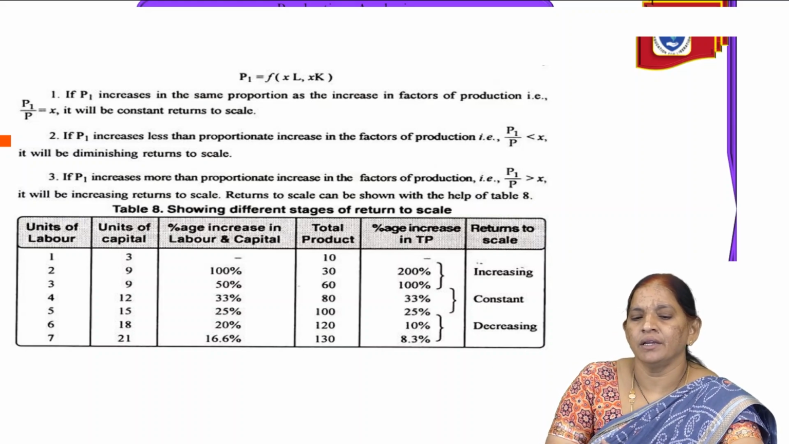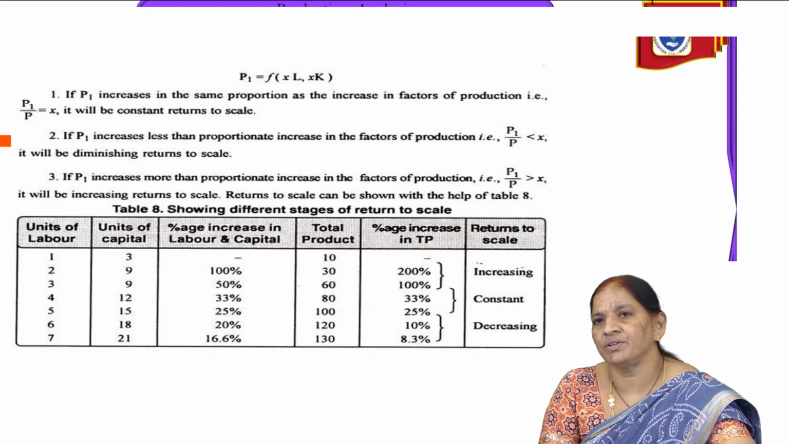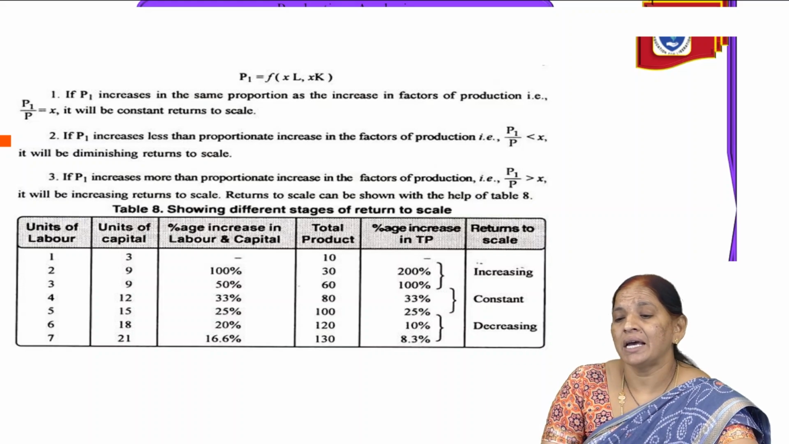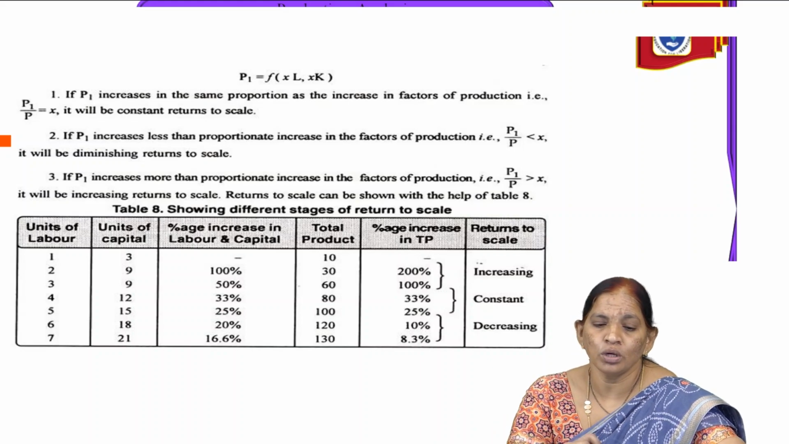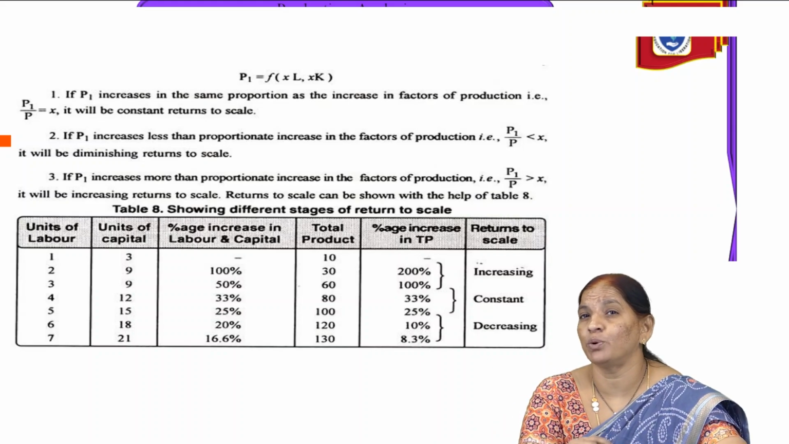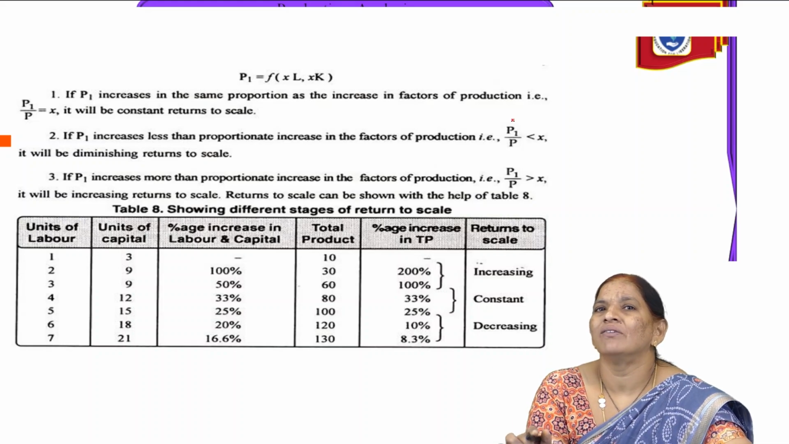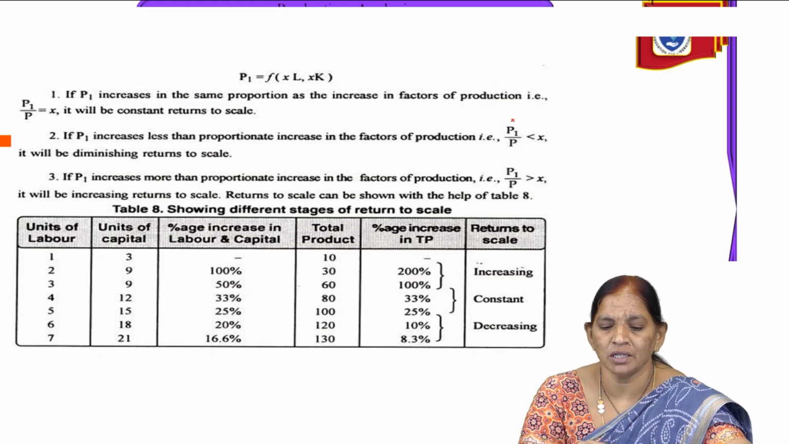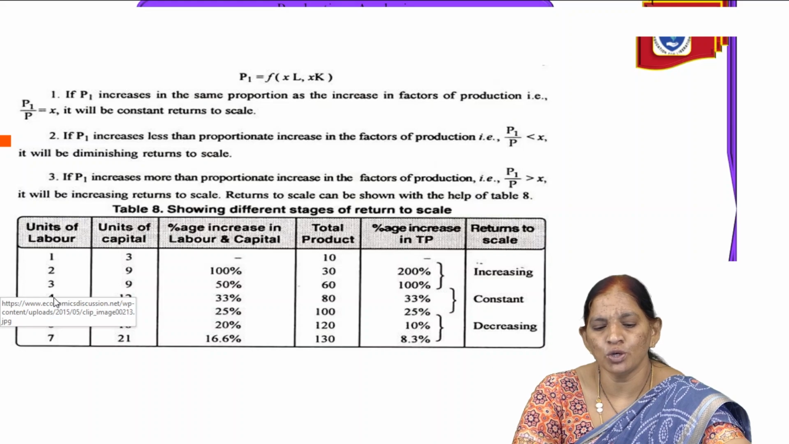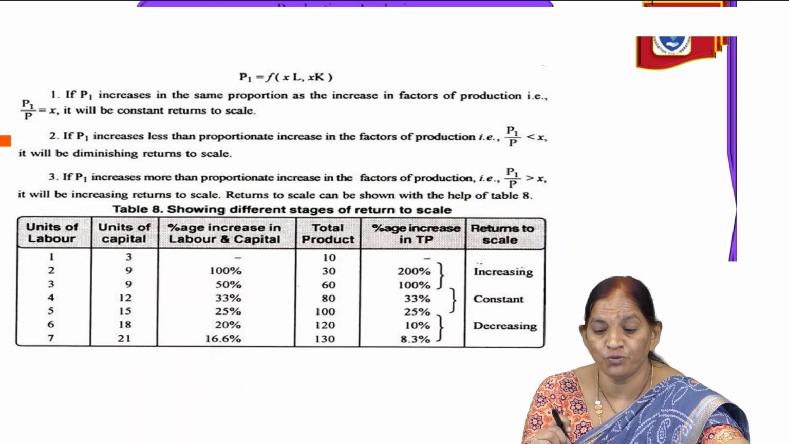Next, at the second stage, production increases less than proportionately to the increase in the factors of production, that is, P1 by P is less than X. The increasing return we got was equal to X, where production was 100% increased. But in the second stage, where it is less than X, which is diminishing, we changed 3 units of labor with 9 units of capital, and then we have only a 50% change.